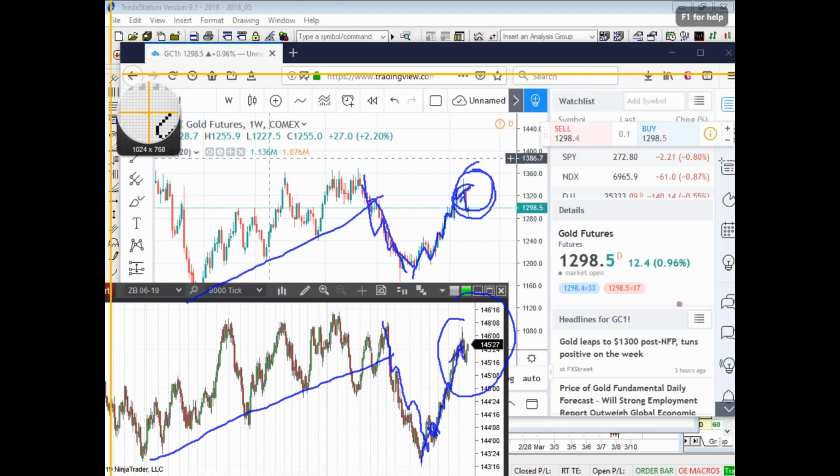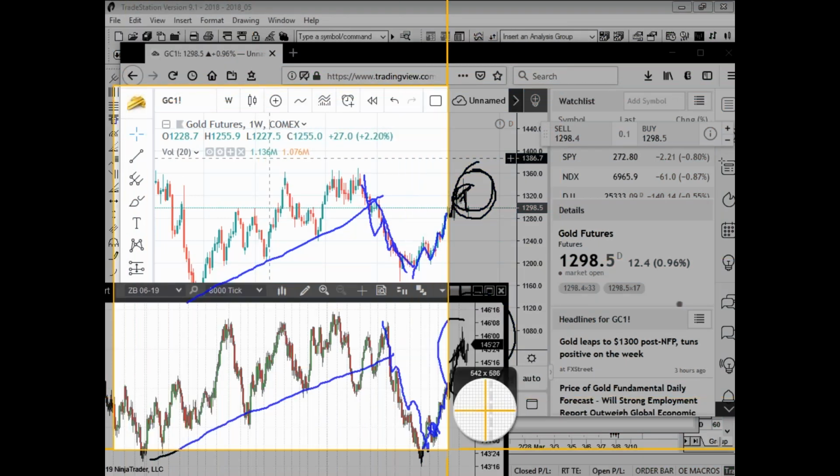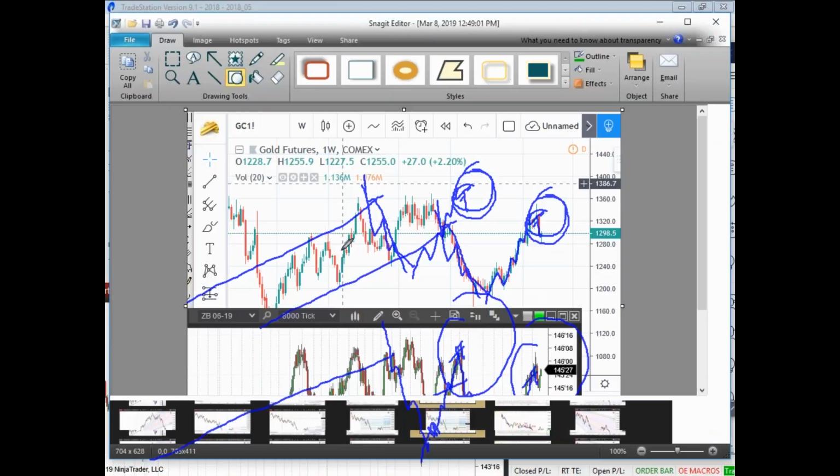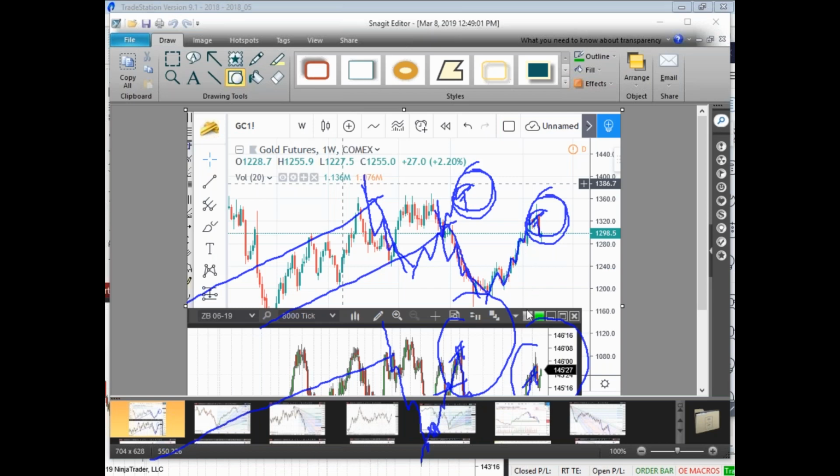I'm going to grab this chart for folks to just watch in the forum here.